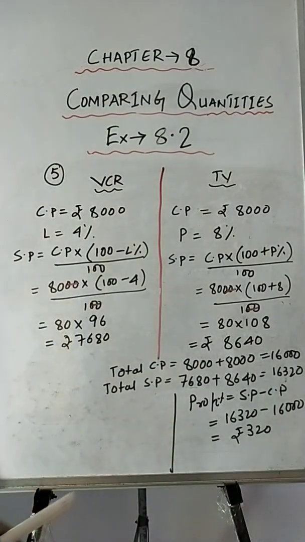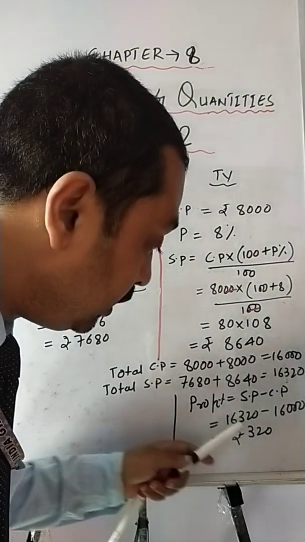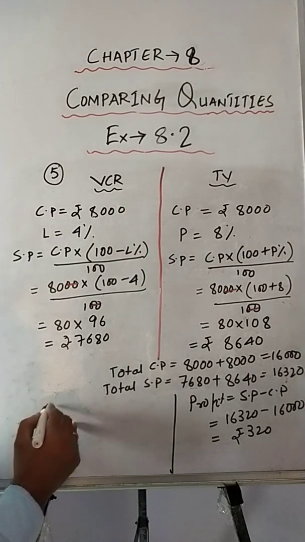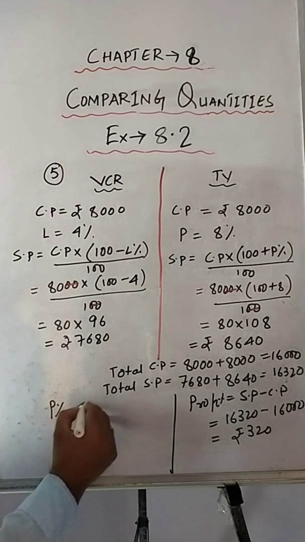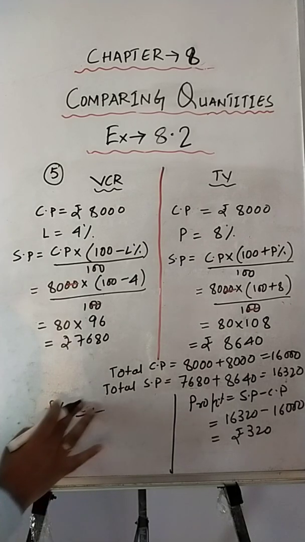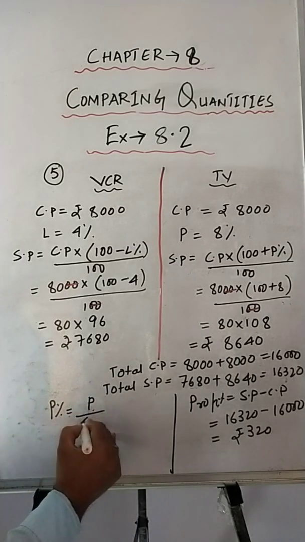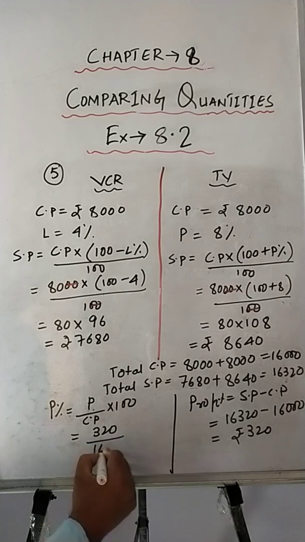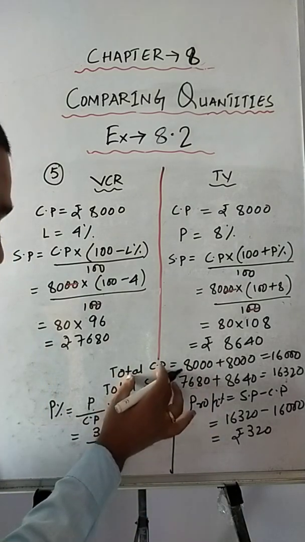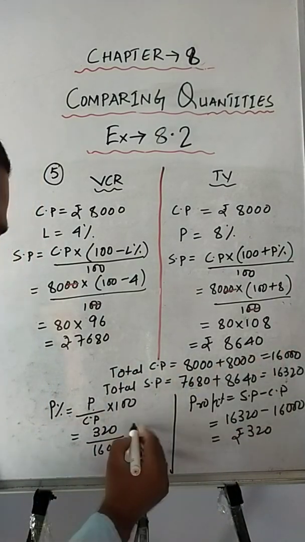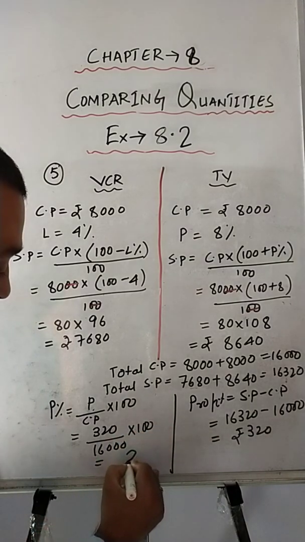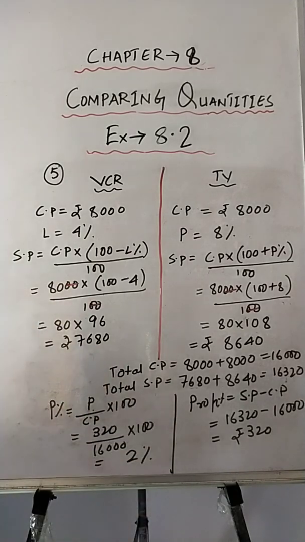Now once we have found the profit, we can easily find out the profit percent. So what is the profit percent, students? Profit percent is profit upon CP into 100. What is profit? 320. What is cost price? 16,000. So 320 upon 16,000 into 100. After the calculation, you will get 2%.